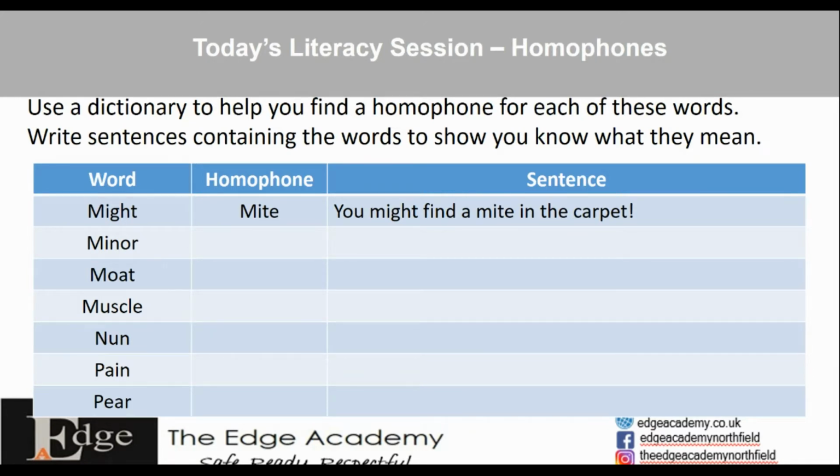Now the next word is minor, then moat, muscle, none, pain, and pair. So if you give yourself now about 10 to 15 minutes to look up those words, to find out the meanings, and then to write your sentence in your exercise books that we gave you. So if you'd like to pause this slide now, and then we'll move on to the answers.